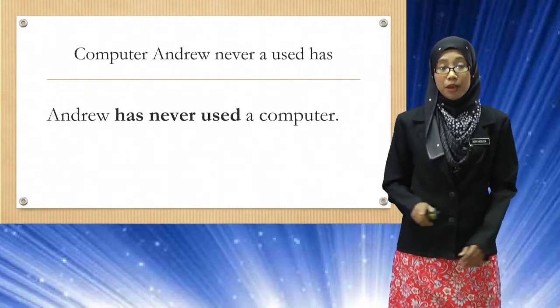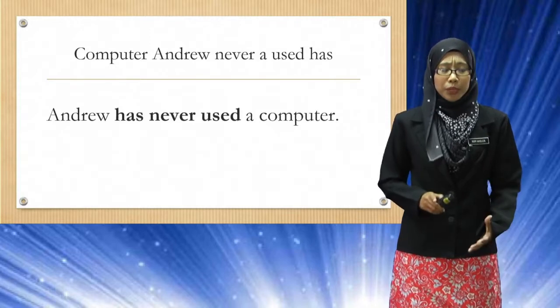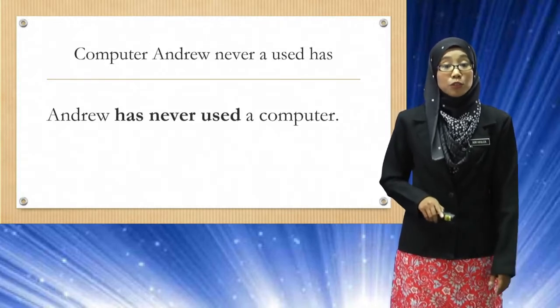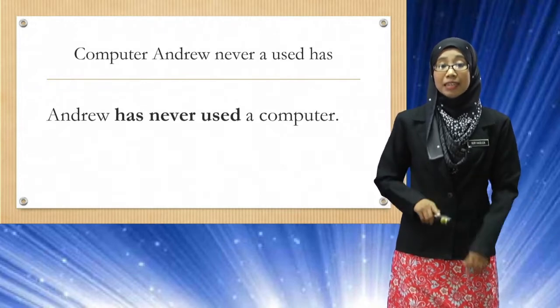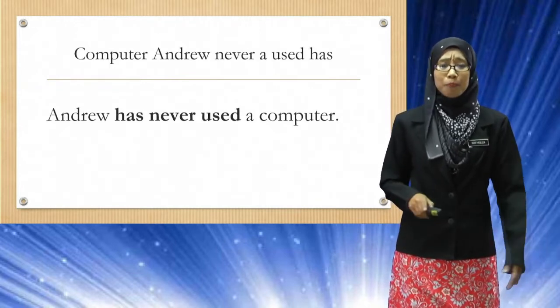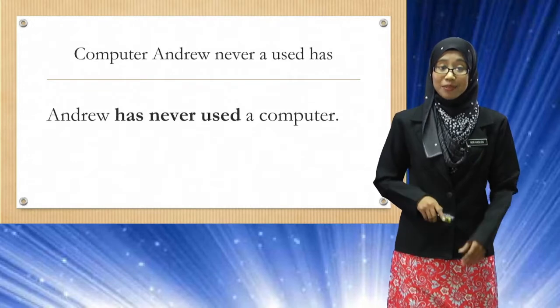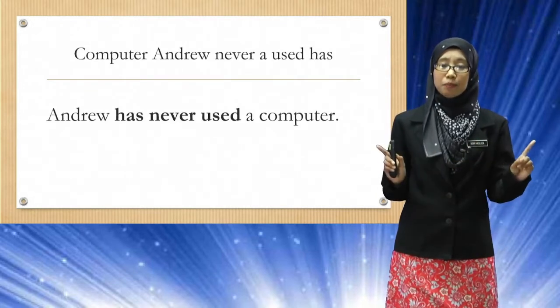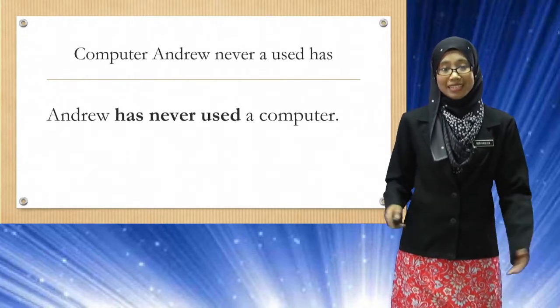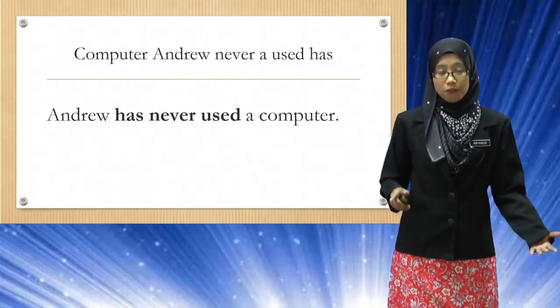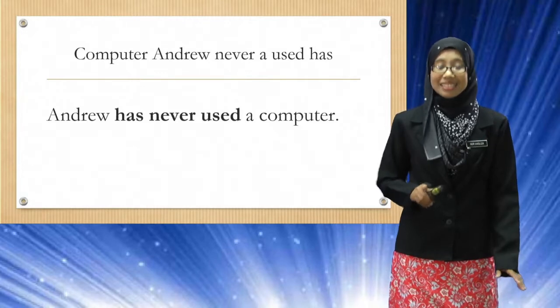Okay, let me remind you once again. We use present perfect to describe an activity that happened in the past. It has happened. The time it happened is not important and does not have to be mentioned. What is important here is the fact that it has happened.